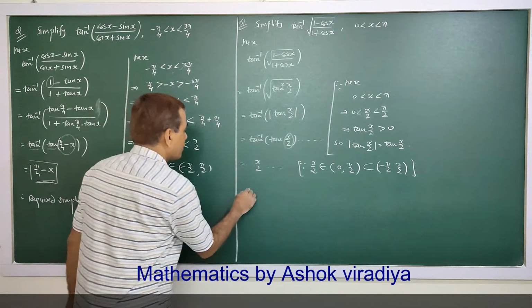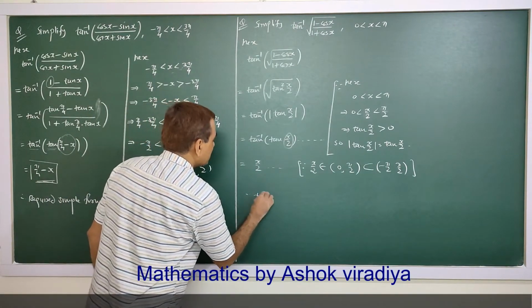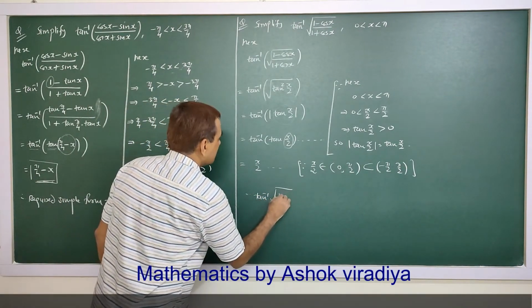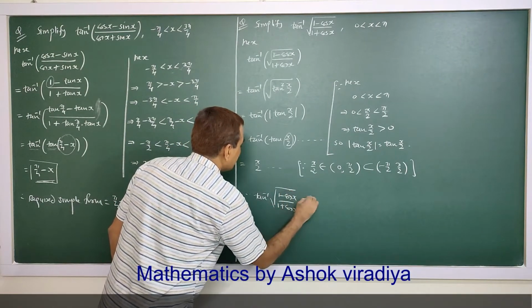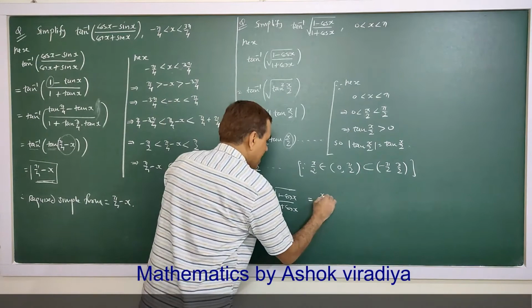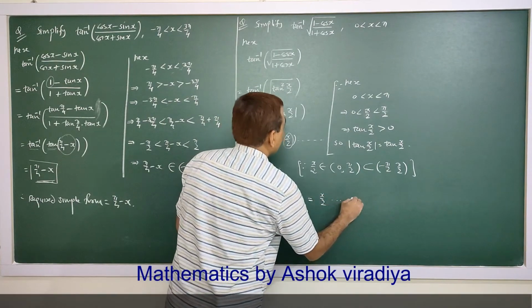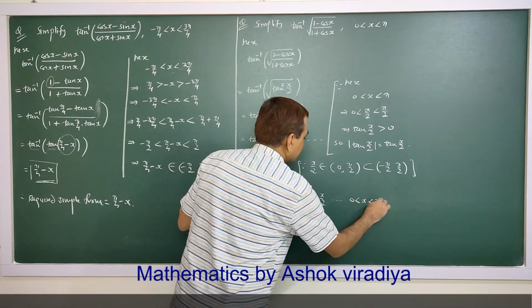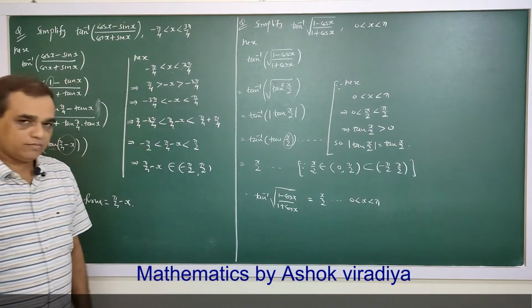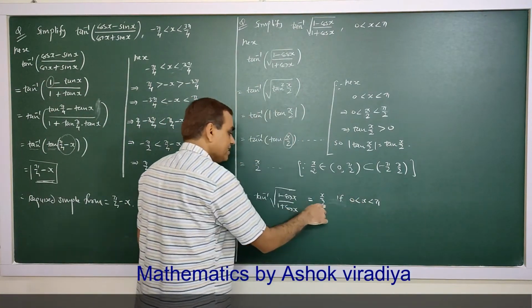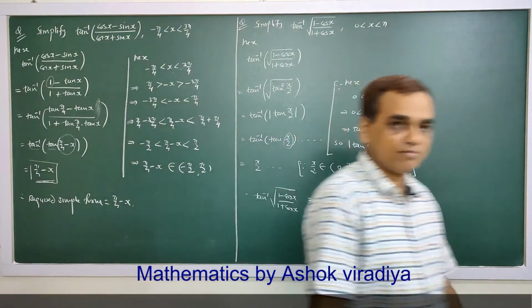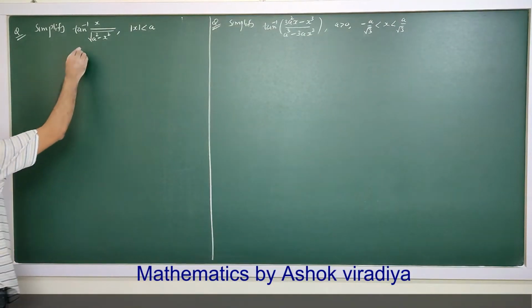So tan inverse of the square root of (1 minus cos x upon 1 plus cos x) is equal to x by 2 under this condition. If x is in this interval, then this is its simple form. Now simplify this expression.